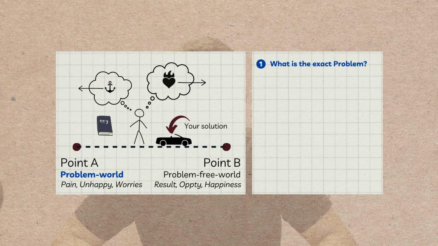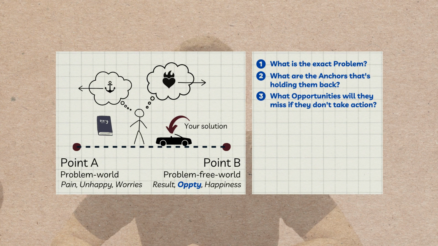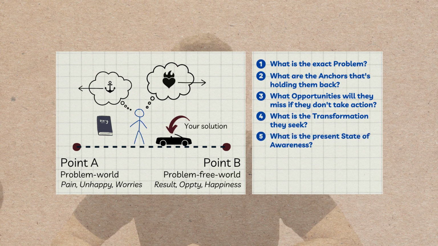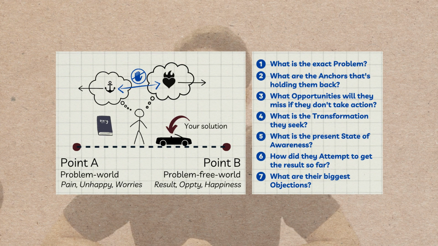Question 1, what is the exact problem? Question number 2, what are the anchors that are holding them back? And question number 3, what opportunities will they miss if they don't take the action? Question number 4, what is the transformation they seek? Question number 5, what is the present state of awareness? Question number 6, how did they attempt to get to the result so far? And question number 7, what are their biggest objections?